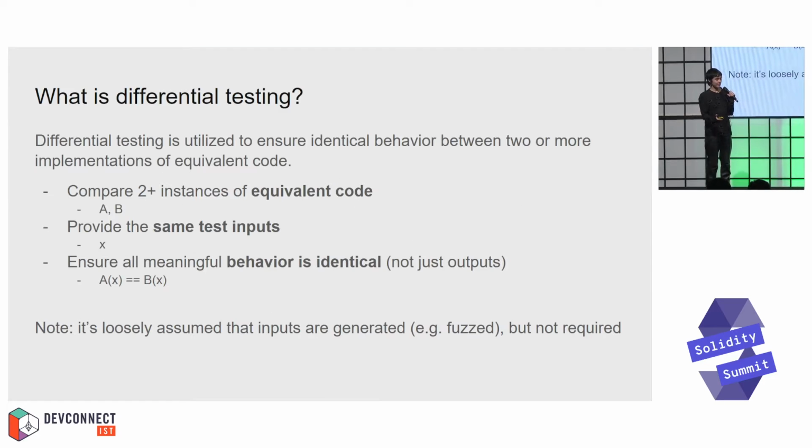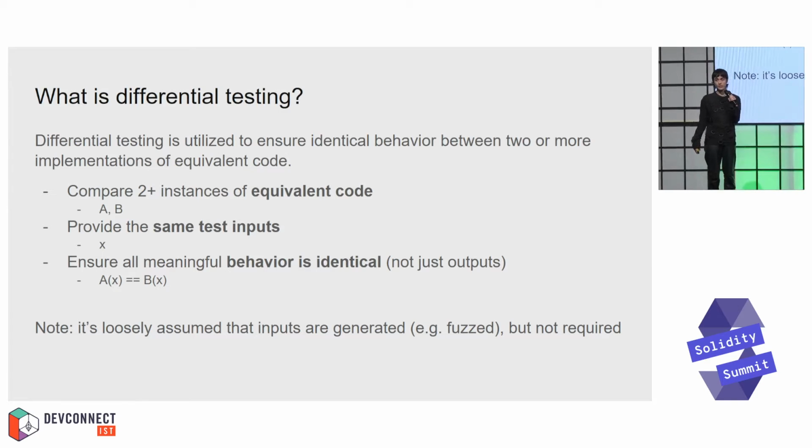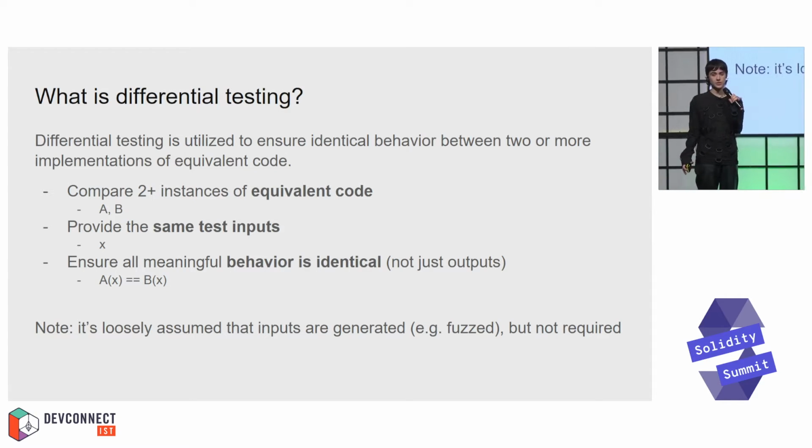Just to begin with a little bit of background for people who don't have context, differential testing is a test method that's used to ensure identical behavior between two or more implementations of equivalent code. In differential testing, you take two instances of code that you expect to behave equivalently. You test them by providing the same test inputs, and then you ensure that all meaningful behavior of the execution is identical.